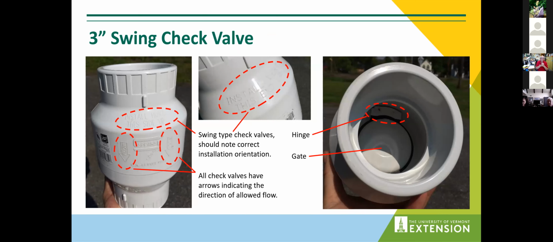So this is a 3-inch spring type. This one is well marked. It tells you which way it has to go, because there's an up and down side to these. Also, all of these are marked with which way the water flows. And obviously you don't want to install them backwards. You'll see on the right there, you can see the hinge in the red dotted area, and the gate. So that's what swings up when the water flows through it.